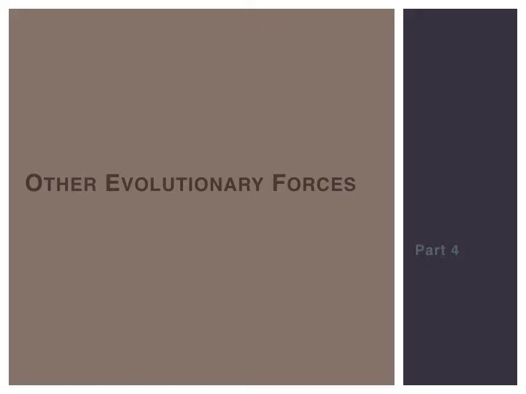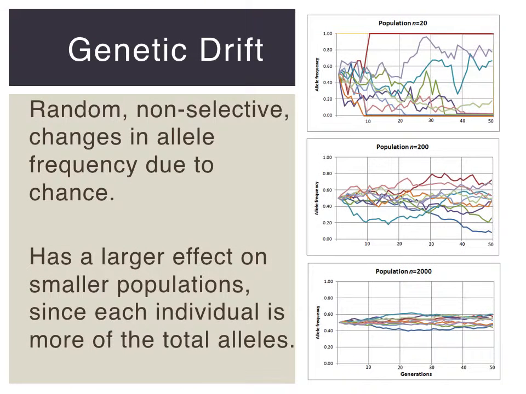Part 4 of our videos on evolution deals with other evolutionary forces. So we talked about natural selection as being a major drive in evolution, but evolutionary change is also driven by random processes. The first one that we'll talk about is genetic drift. Genetic drift is random, non-selective changes in allele frequency due to chance.